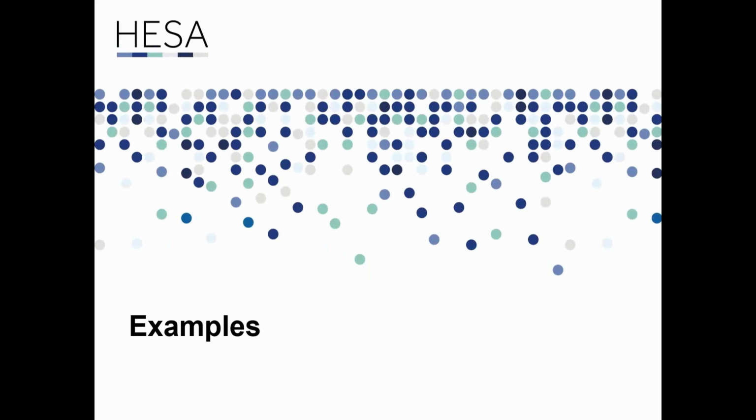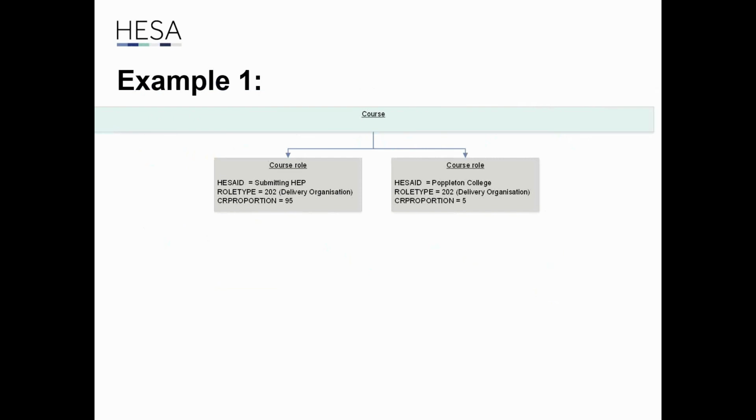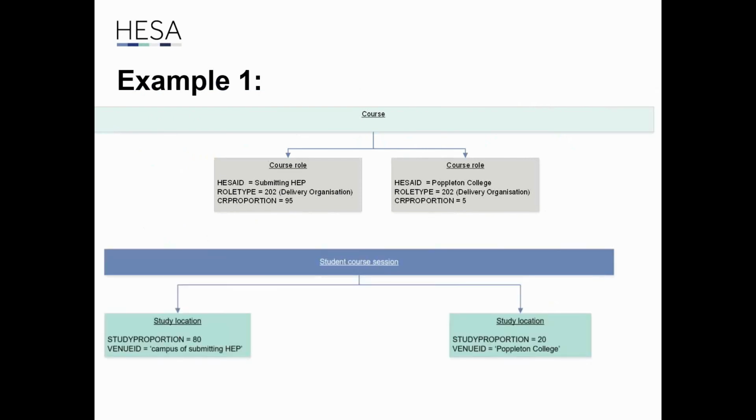Okay, we will step through the examples then. So the first one I've got is a case where a student has one module, and that module is franchised out to Poppleton College. My favourite example. So in this, you've got the course role, because this is an example for a provider in England. You've got the course role to say the delivery organisation is mostly this one, so that's 95% in terms of the proportion. And then you've got the 5%, which is done at Poppleton College.